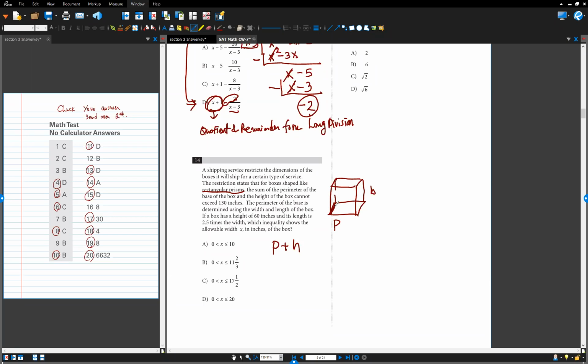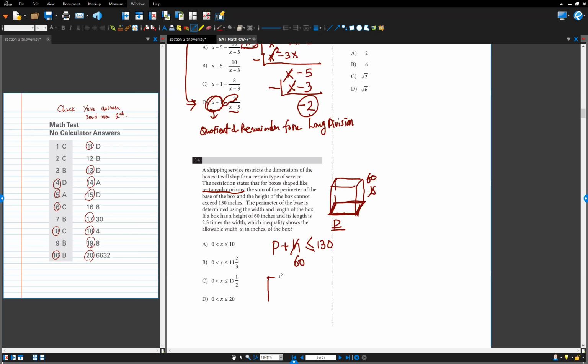Okay, so remember this one, the height. Some of these numbers cannot exceed what, 130 inches. It should be less than or equal to 130. That's the meaning. The perimeter of the base is determined using the width and the length of the box. The height of the box is now 60 inches. This is fixed, 60. It depends now on the perimeter of the base.